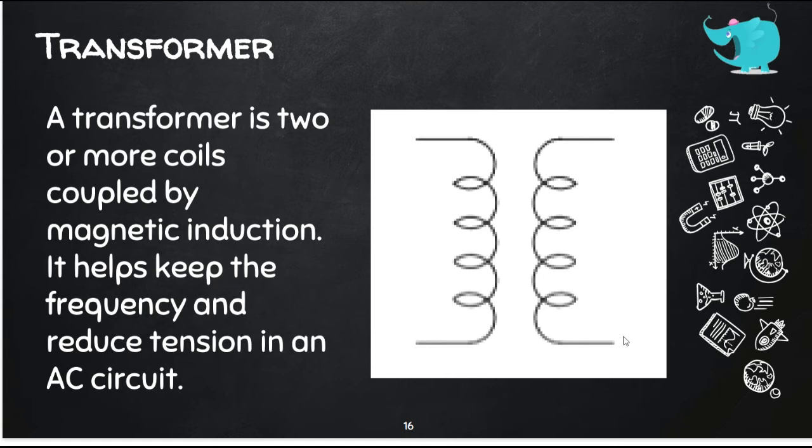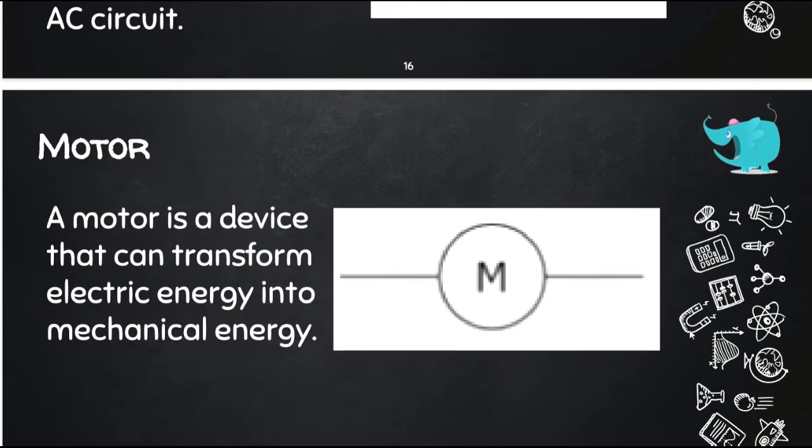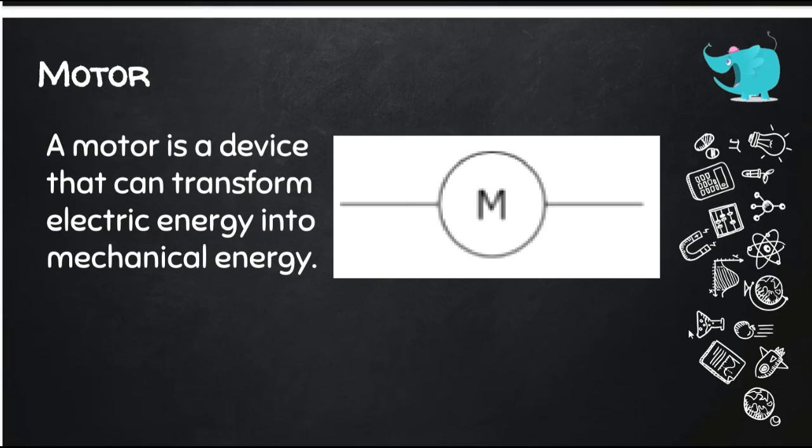A transformer is also used in converting different types of volts. For example, your power supply may output 2 volts, 3 volts, 4 volts. So this transformer is responsible for the conversion of AC to DC. Motor. A motor is the device that can transform electrical energy to mechanical energy. A motor can be found in washing machines, electric fans, and anything that is powered by a motor.